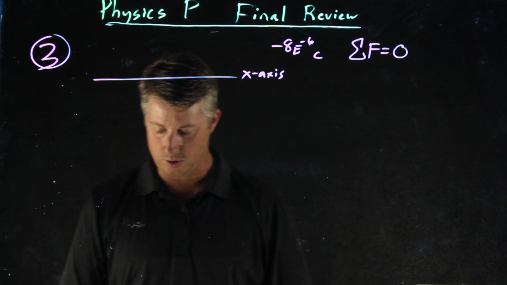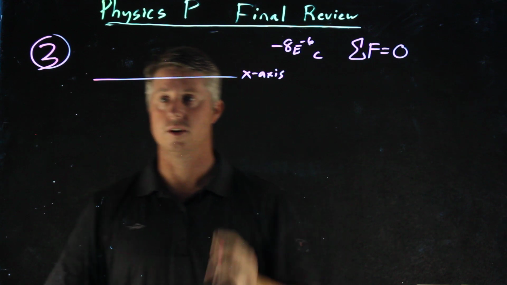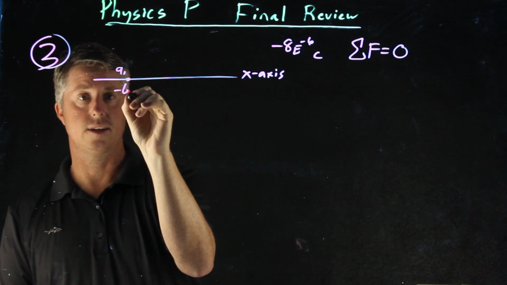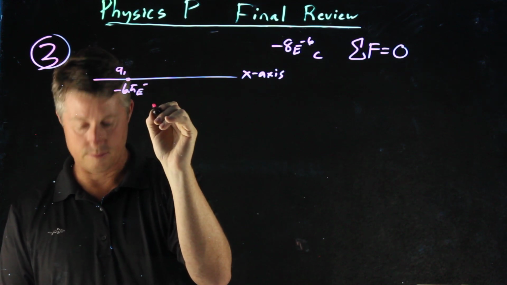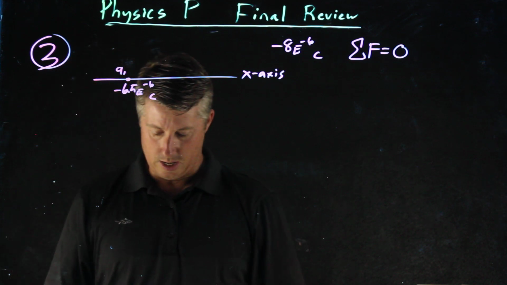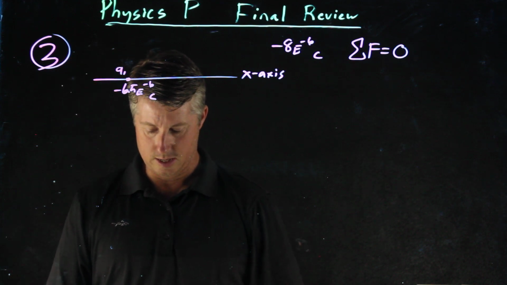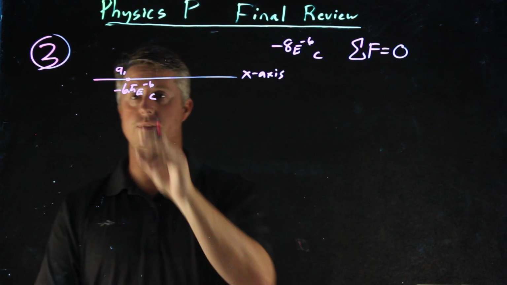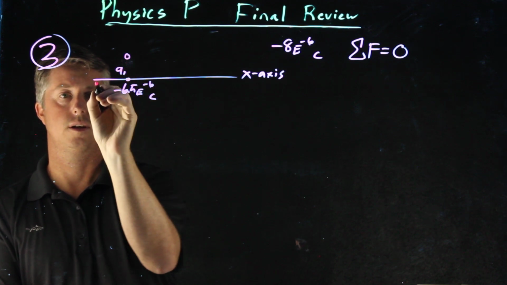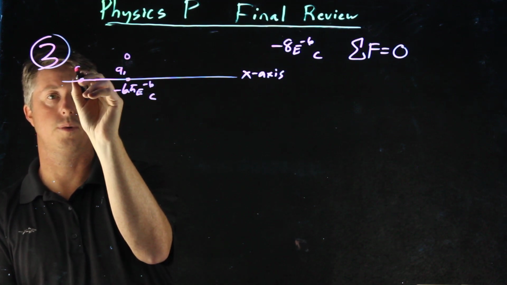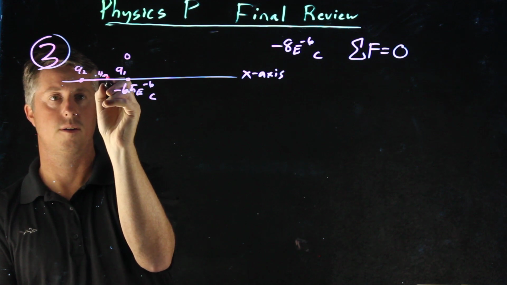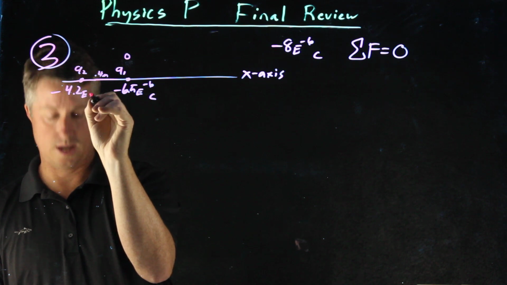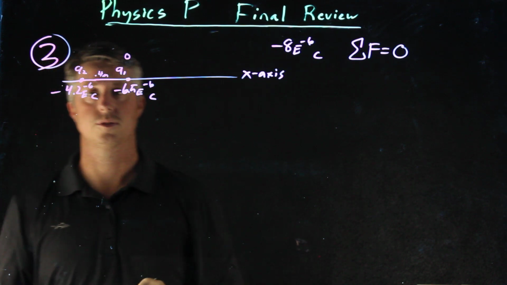The magnitude of Q1, which is at the origin, so we'll call this our origin. So here's where Q1 is going to be. And this is negative 6.5 times 10 to the negative 6 coulombs. And the magnitude of charge 2 is at 0.4. So if this is my 0 point, which is the axis, right here will be Q2. This would be 0.4 meters away. And that charge is negative 4.2 times 10 to the negative 6 coulombs.